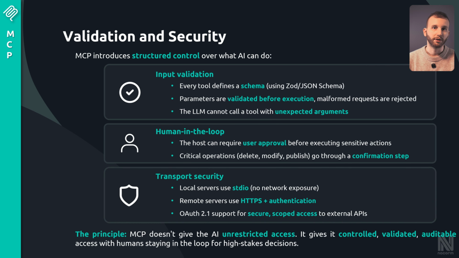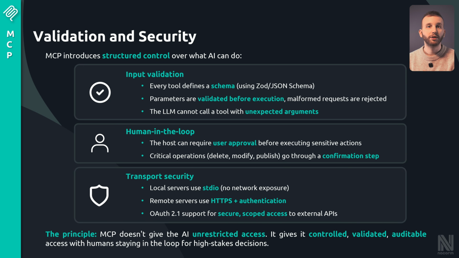Finally, security. We're giving AI the ability to interact with real systems, so this matters. MCP introduces structured control at three levels. Input validation. Every tool defines a schema using Zod or JSON schema. Parameters are validated before execution. The LLM cannot call a tool with unexpected arguments. Human in the loop. The host can require user approval before executing sensitive actions. Critical operations go through a confirmation step.